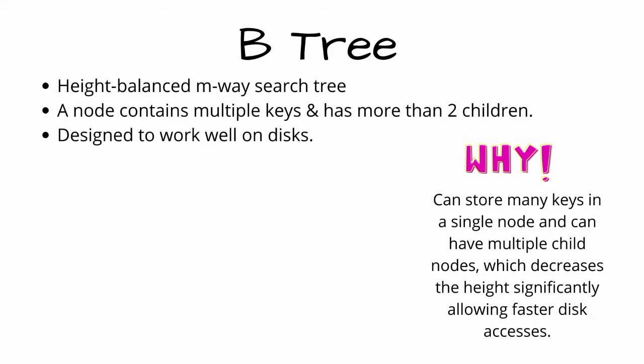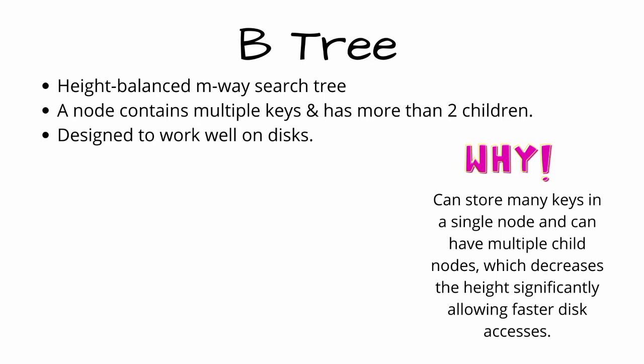The other data structures like binary search tree, AVL trees, red black tree, etc. can store only one key in one node. So if you have to store a large number of keys, then the height of such trees becomes very large and the access time increases. When we come to the B tree, it can store many keys in a single node and can have multiple child nodes. So this decreases the height significantly, allowing faster disk access.